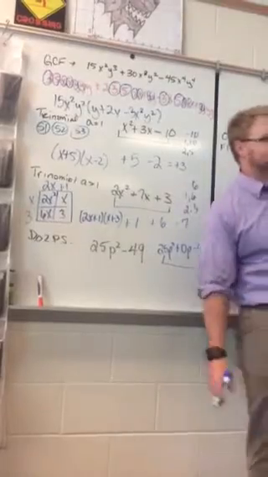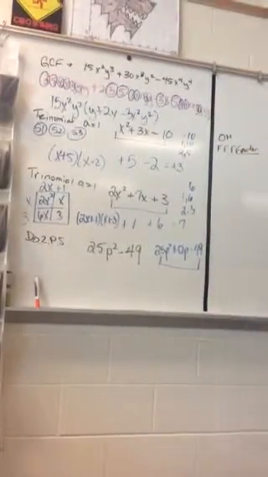Multiply the two outside numbers together. Someone with a calculator. 25 times negative 49.